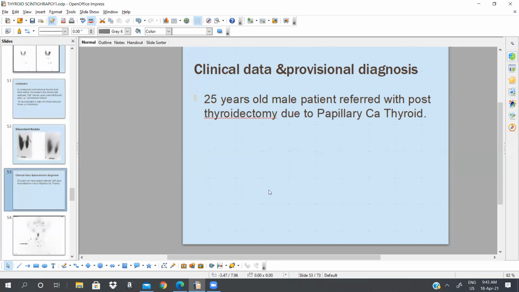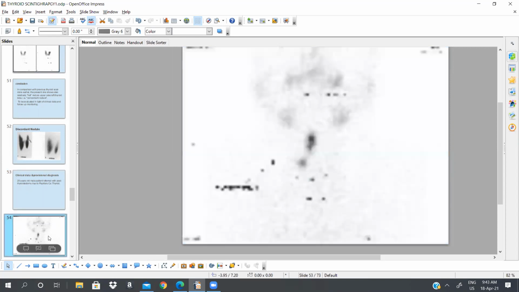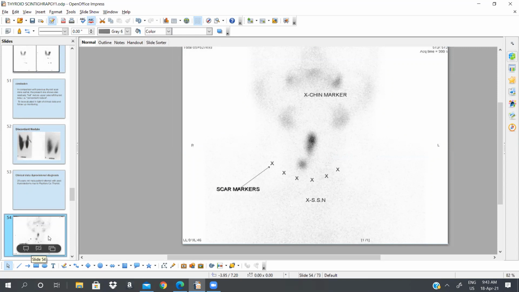Okay. Now going to another scenario. A 25 years old male patient referred post-thyroidectomy due to papillary CA thyroid. We did a scan for this patient. As I told you, it is better to have a baseline study, but in this case, we don't have a baseline study. This is what we see, functioning thyroid tissue, yeah? But we don't know if this is from the right or left or if it is local invasion or metastasis. And this is the landmark we can put. This is where the surgery scar is.